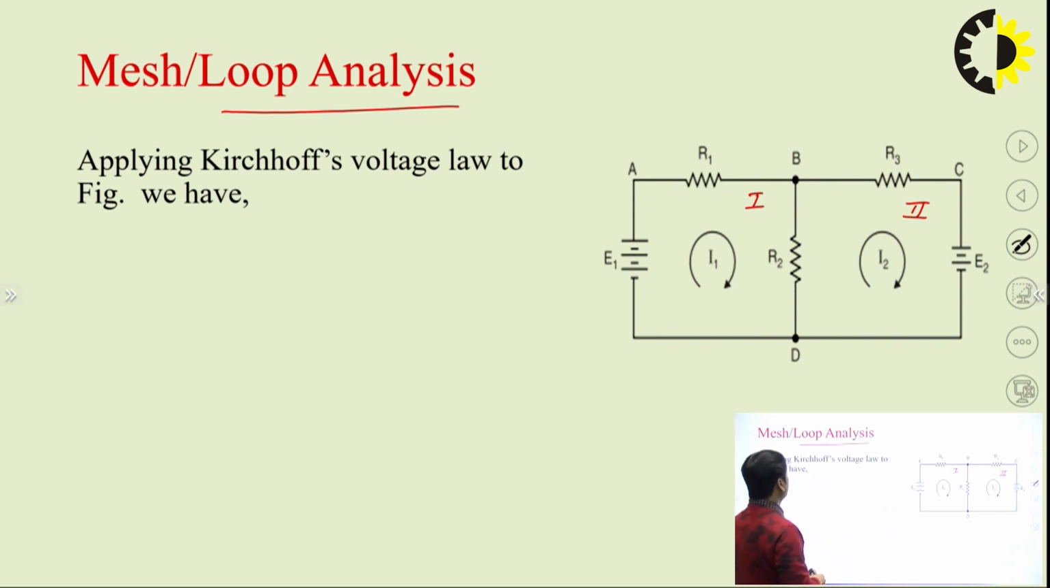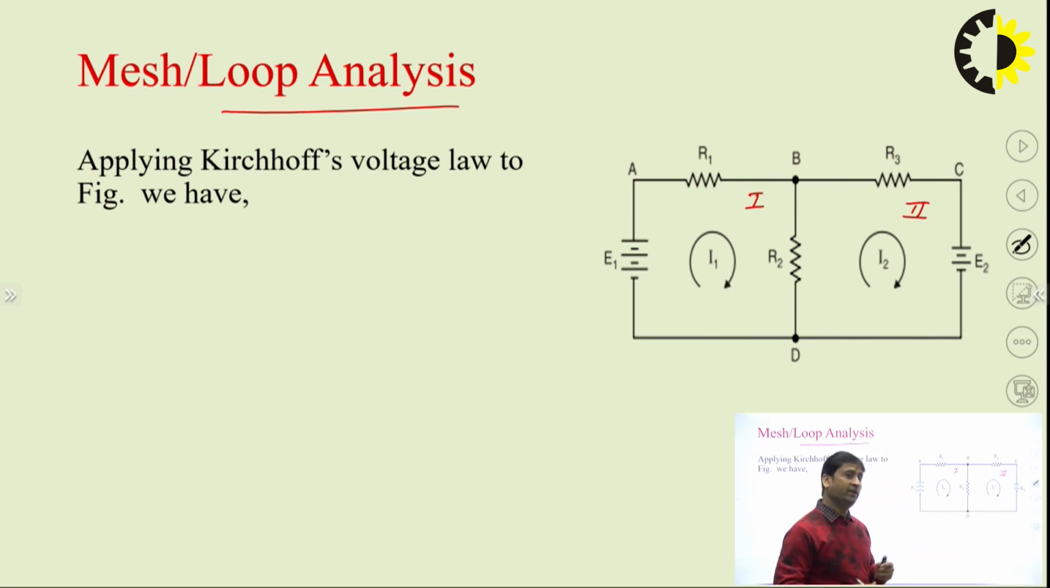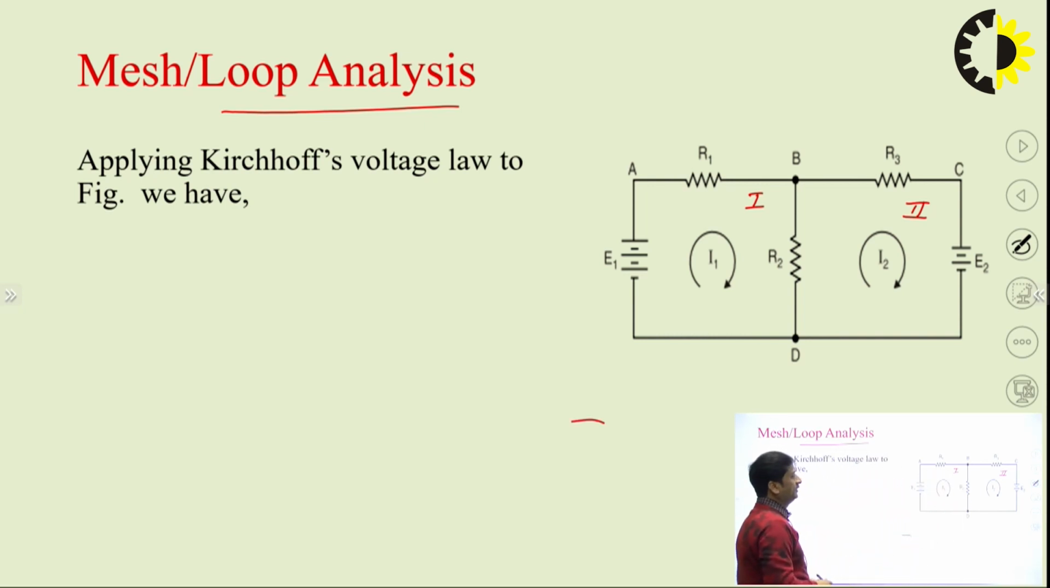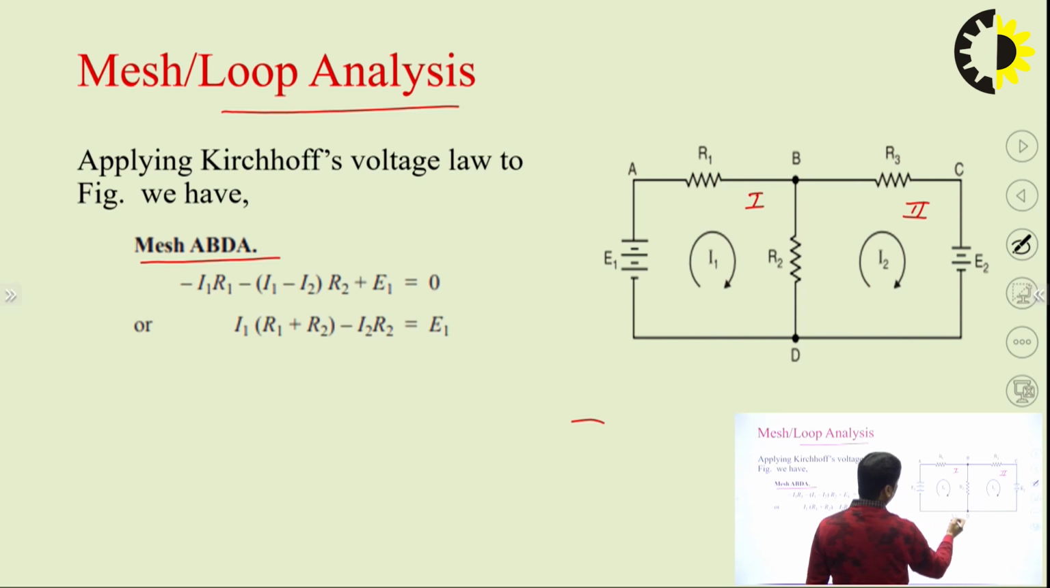So first of all, to solve this circuit, we have to find the value of I1 and I2. If we can find the value of I1 and I2, we can find the voltage or the current in any branch. So first of all, we have two meshes. The first mesh, suppose, is the mesh A, B, D, A. So A, B, D and A.